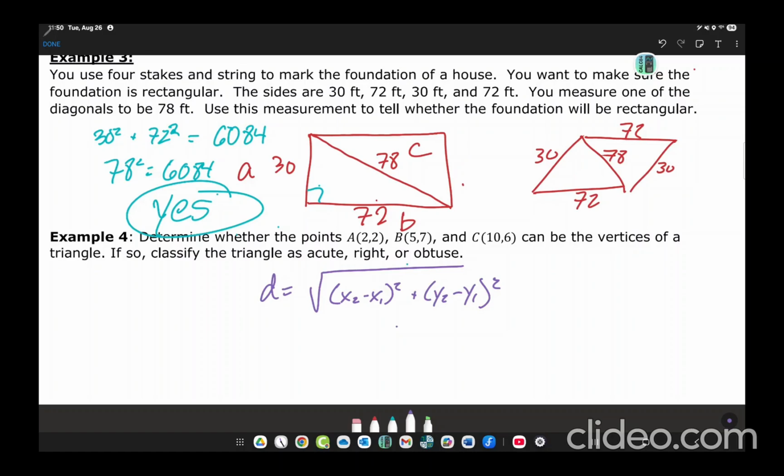There is kind of a shortcut for this. Again, I didn't really want to bring this up just because you have to find the distance of all 3 sides first and then see if it's a right triangle, or what kind of right triangle. So I'm going to write this a bit differently to make this a bit easier.